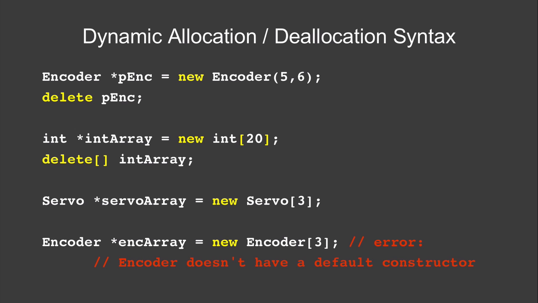The encoder, if you remember, when we created the encoder, we put in the constructor 2 pin numbers that we had to put, and there were no default values for them. And so we cannot allocate an array of encoders. We could, of course, as the first example was, create a single encoder, but not an array of encoders.